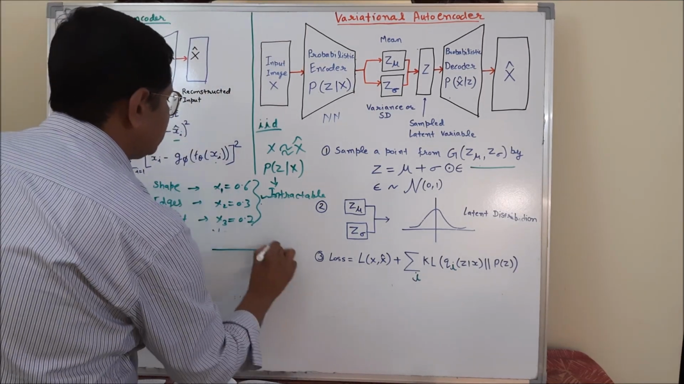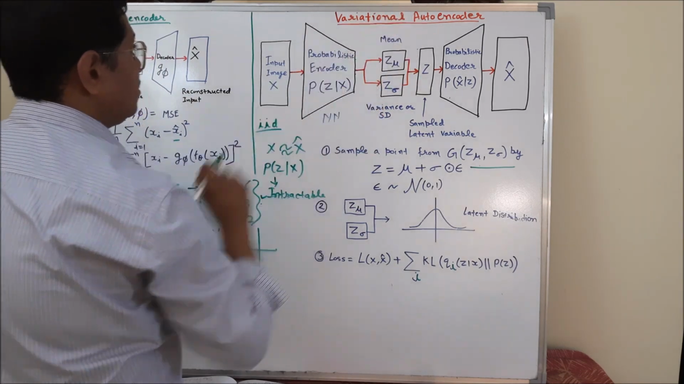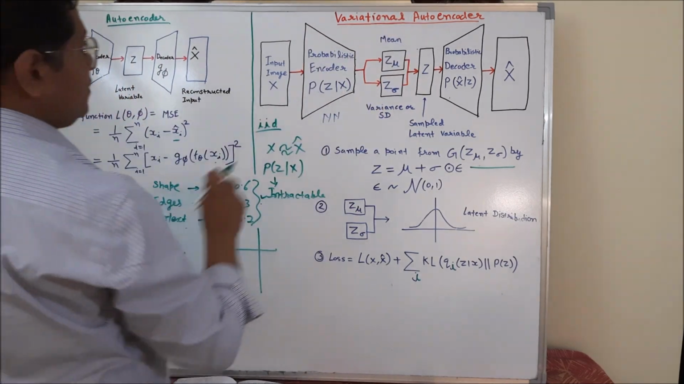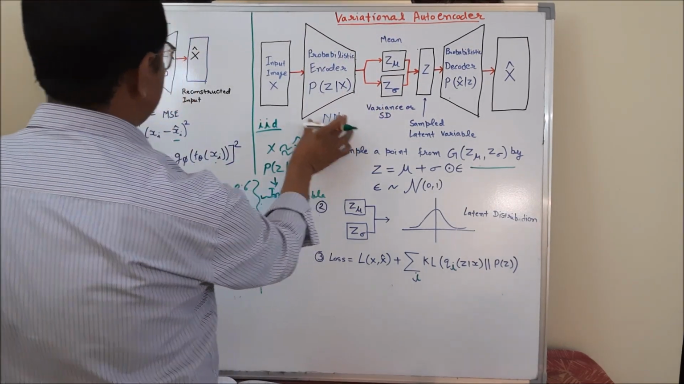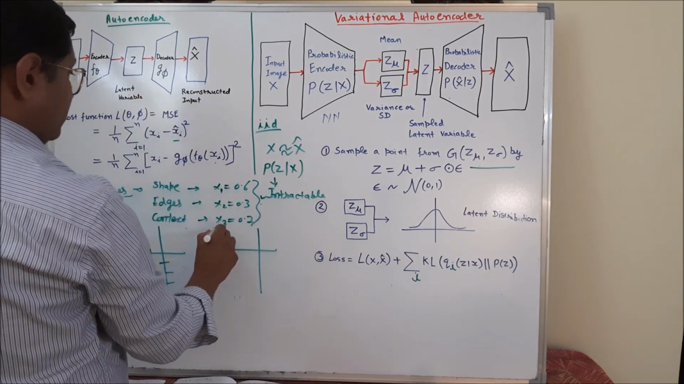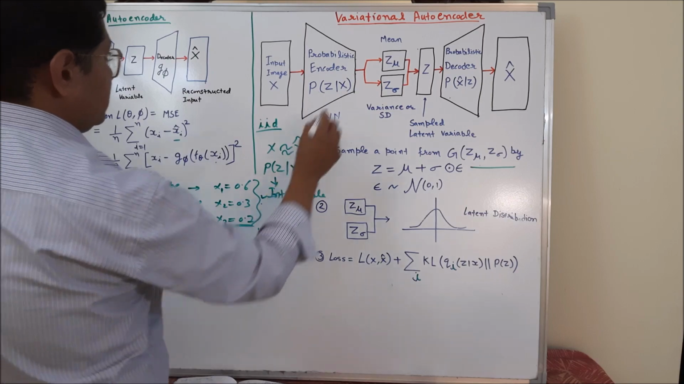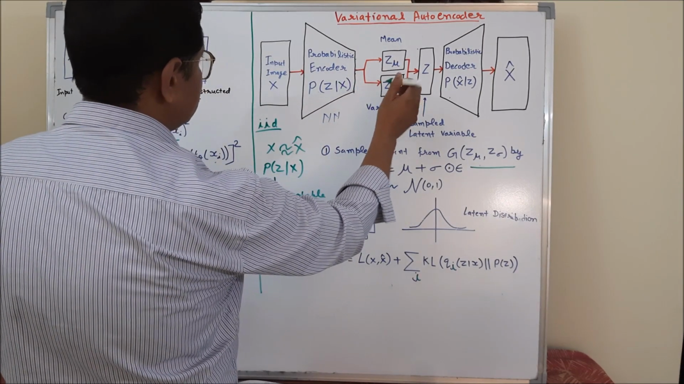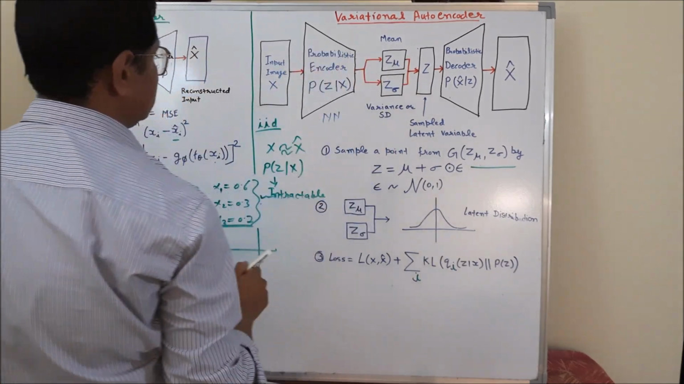But in the case of the variational autoencoder, as I said, instead of a latent variable, like I discussed here, the system generates mean and standard deviations.